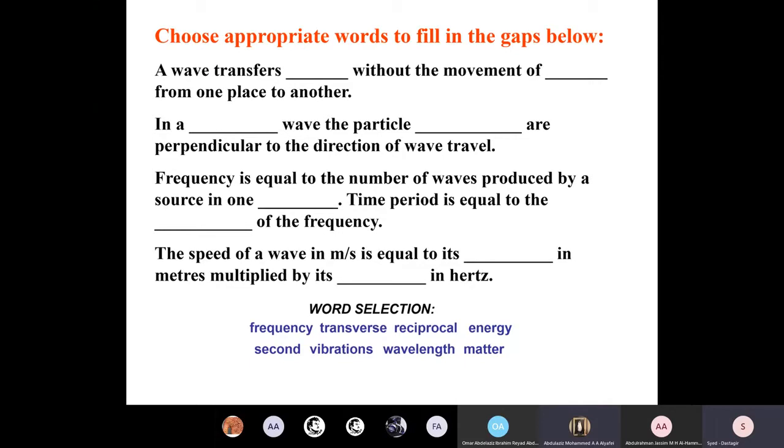Mister, the first one is energy, yes? The first one is energy, a wave transfers energy. Well, Abdulaziz, don't give it away. Don't give the answers away. Complete it. We'll go through the answers in about 2 minutes. Okay? All right, so try your best now.